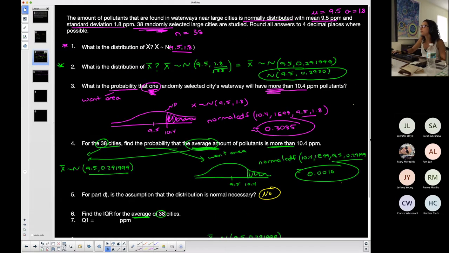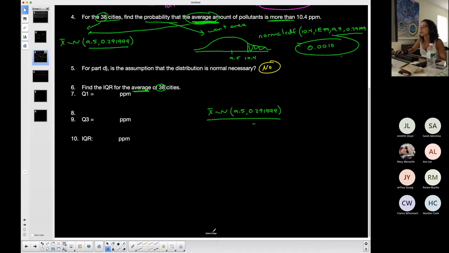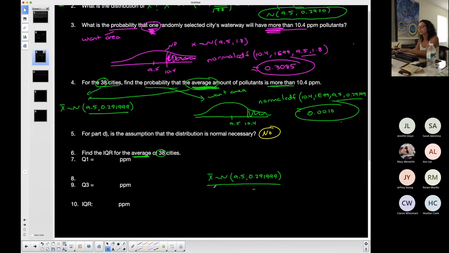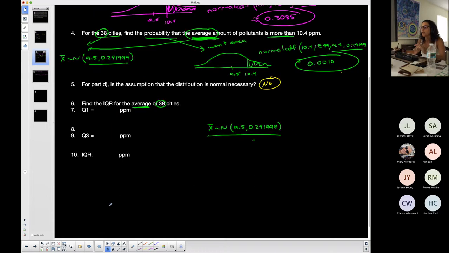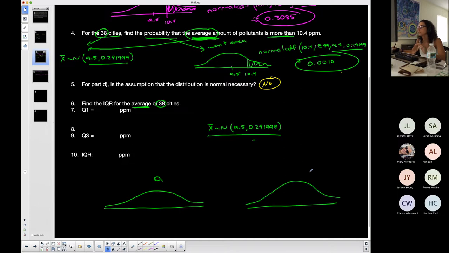Now, when I draw my little curve, I'll draw both of them. This one will be my Q1, my first quartile. This one will be my Q3, third quartile. Both of them are on the same distribution, so the center is still the mean.